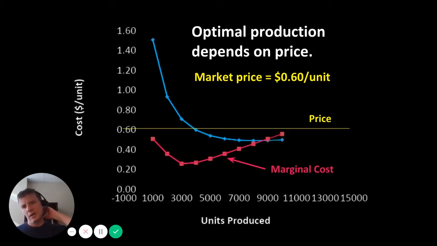So let's say we're still dealing with the same example plant. We know what the average cost curve looks like. That's shown here in blue. We know what its marginal cost curve looks like. That's shown here in red. And we also, in this case, know what the price is. The market price for whatever it is we're selling is 60 cents per unit. So we can draw that on this figure as well and represent the price here as a horizontal line shown here in yellow, right at 60 cents per unit.